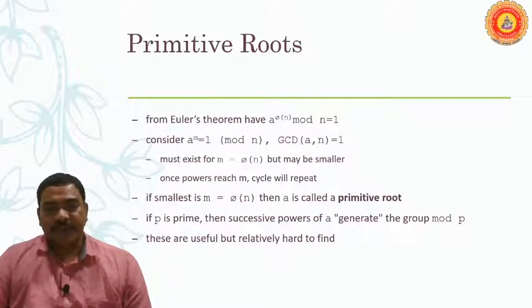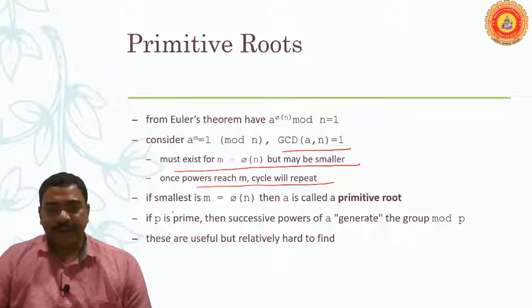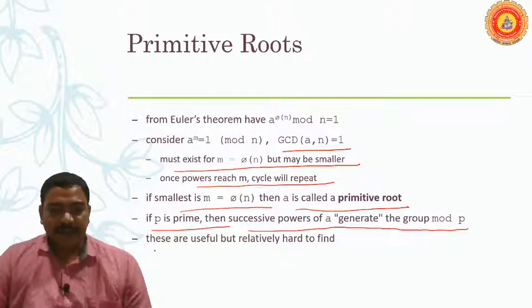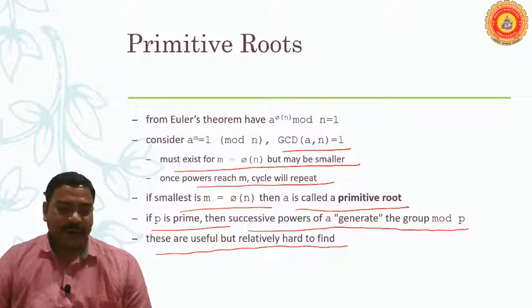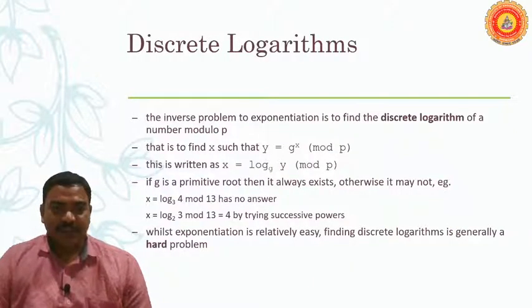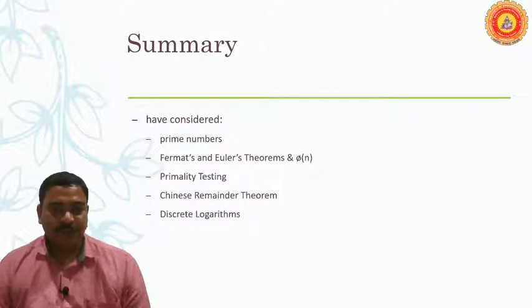Primitive roots, from Euler's theorem, a to the phi n mod n is equal to 1. Consider a to the m is equal to 1 mod n. GCD of a and n equal to 1 must hold for m equal to phi n, but maybe a smaller m exists; once the power reaches m, the cycle will repeat. If the smallest m is phi n, then a is called a primitive root. If p is prime, then successive powers of a generate the group mod p. These are useful but relatively hard to find. So these lead to the discrete logarithms, which are very useful here.